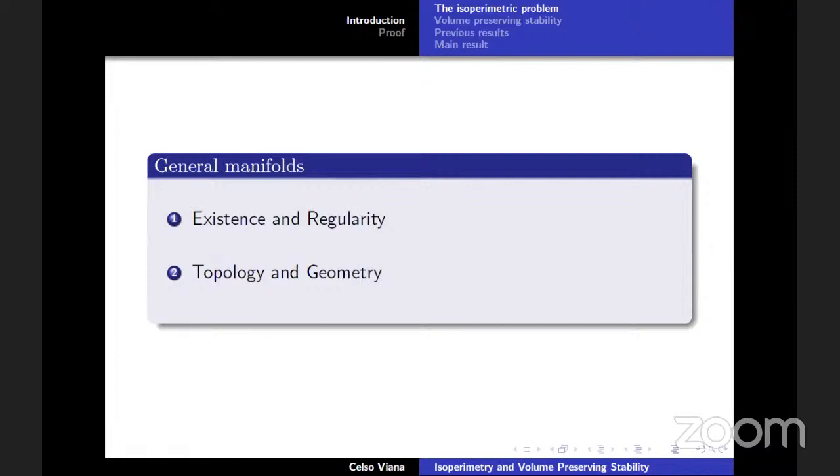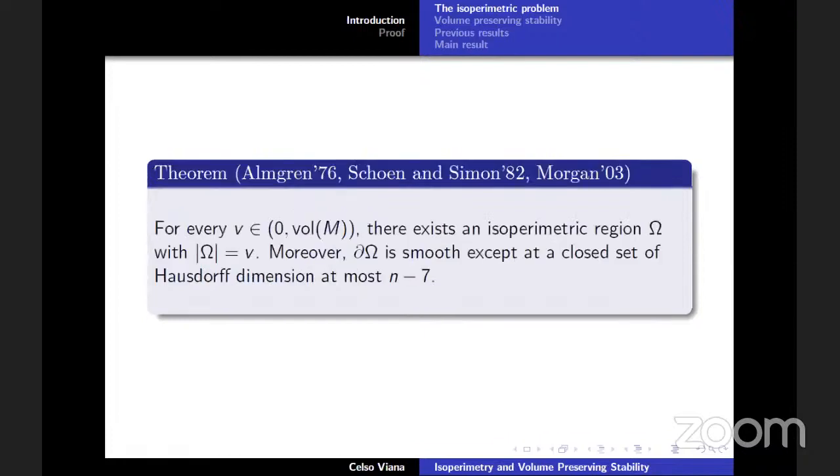The reason we just need to focus on the second aspect is because we already have an answer for the first part of the problem. This is the work of many people, and essentially under the assumptions we made on our manifold, the solutions exist and they are always smooth, except for a small singular set of Hausdorff dimension n-7. So if you are in lower dimensional manifolds, for example, these objects are always smooth.